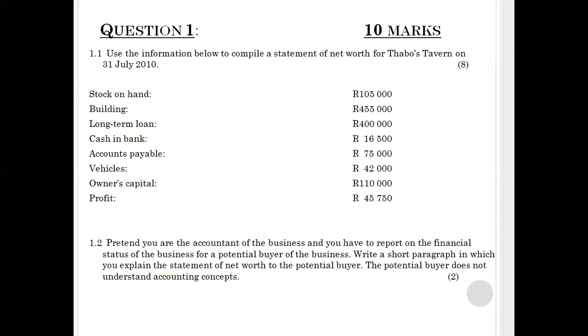1.2 was saying, pretend you are the accountant of the business and you have to report on the financial status of the business for a potential buyer of the business. Write a short paragraph in which you explain the statement of net worth to the potential buyer. The potential buyer does not understand accounting concepts, for 2 marks. So not a very long story. Basically, in 2 sentences, you need to explain what was happening in 1.1.1 in the statement of net worth. And as I said, the potential buyer does not understand accounting concepts, so you need to keep it very simple at the end of the day.